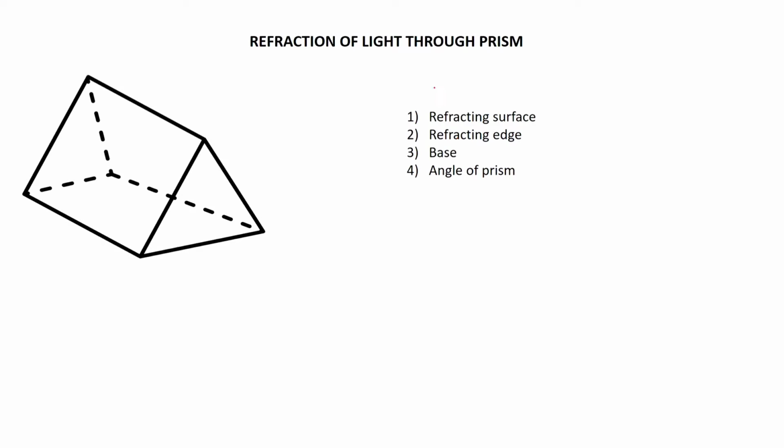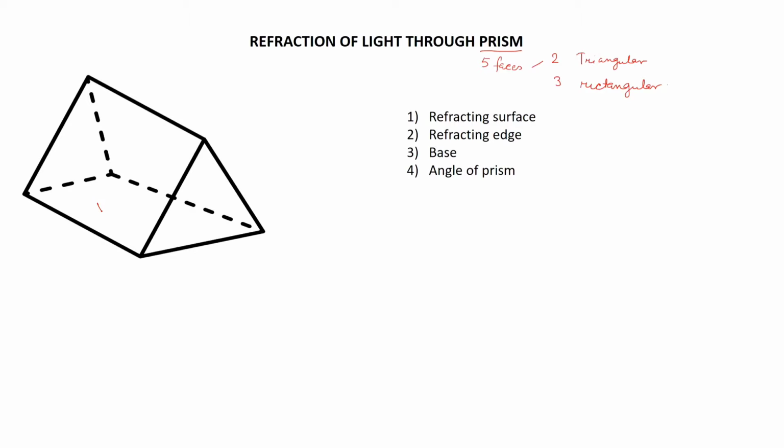Today's topic is refraction of light through a prism. Basically, a prism has 5 faces, out of which 2 are triangular faces and 3 are rectangular faces. Okay. So you can see this rectangular face.